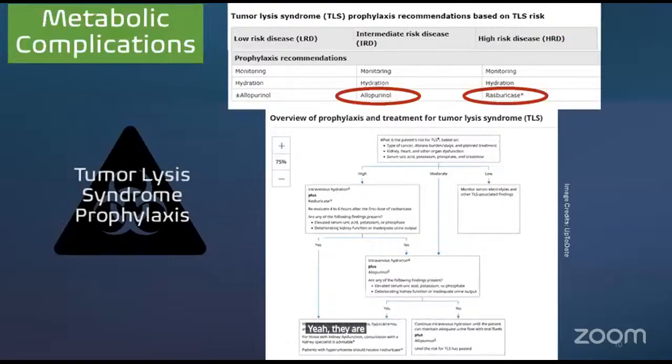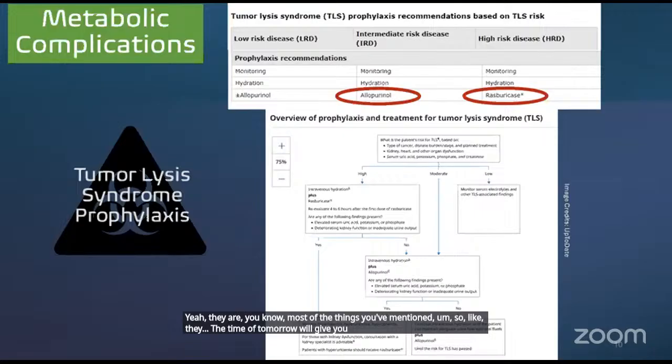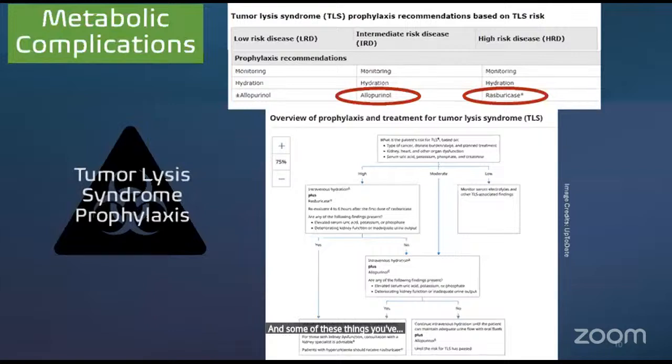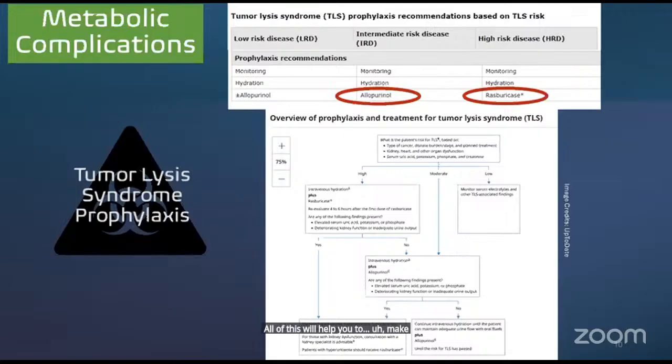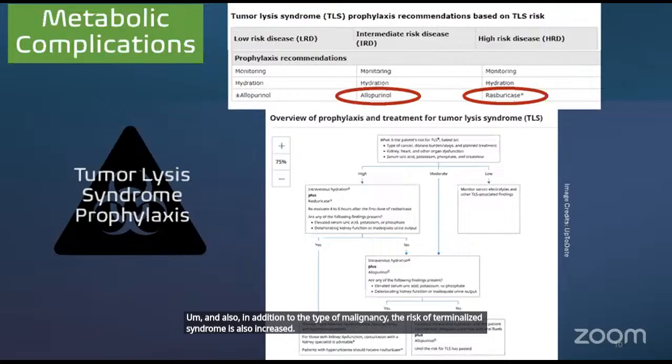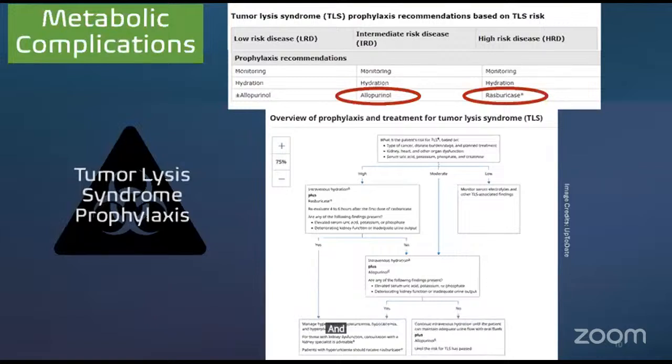Yeah, most of the things you mentioned. So the type of tumor will give you an indication whether it's high risk or intermediate or low risk tumors. And some of these things you've mentioned. Those tumors with high proliferative rate, all right, and those tumors that are sensitive to chemotherapy or your targeted therapy, all of this will help you to make a diagnosis of your tumor lysis syndrome. And also, in addition to the type of malignancy, the risk of tumor lysis syndrome is also increased according to the extent or severity of the disease, the type of treatment being given, and the cytotoxicity of the treatment that is being given.